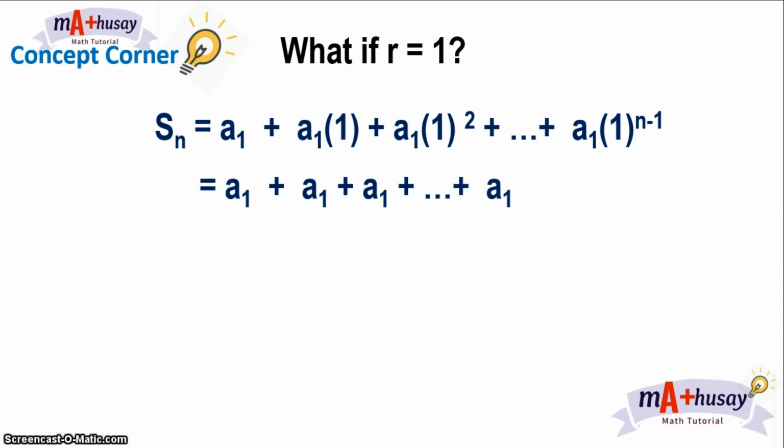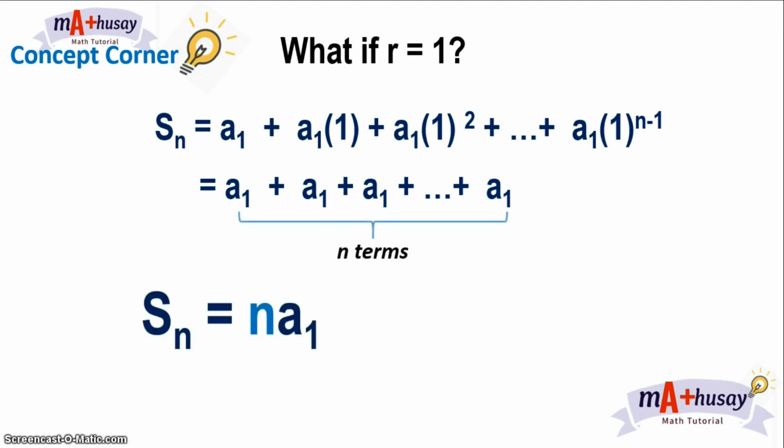This means that we will be adding only the same numbers all the time, n times. So, if r is equal to 1, then the sum of the first n terms in the geometric sequence is S sub n equals the number of terms in the given sequence times the first term. So this is the formula that we are going to use if r is equal to 1.